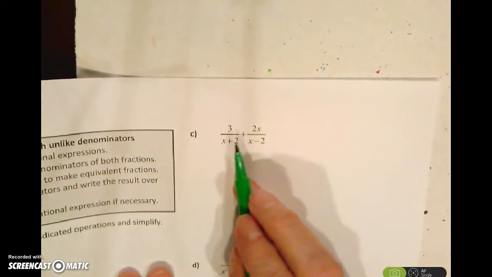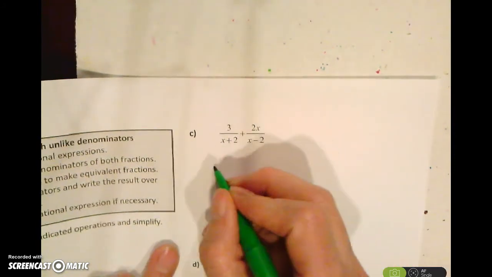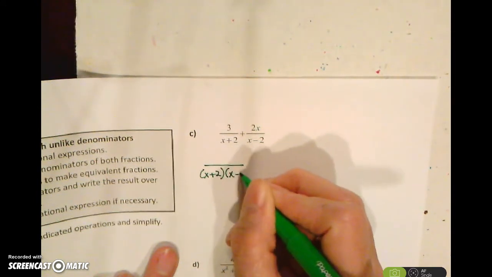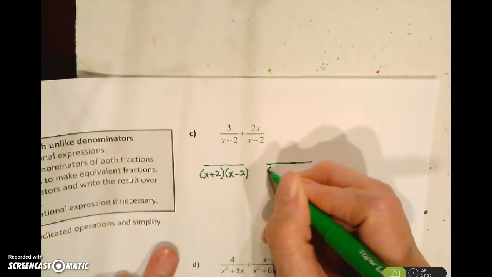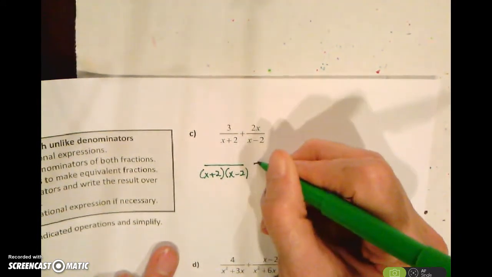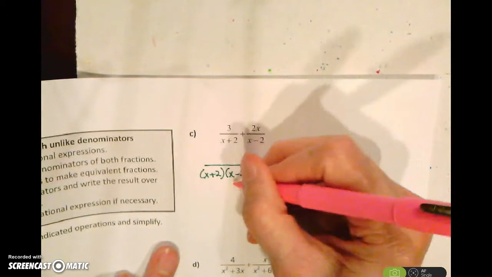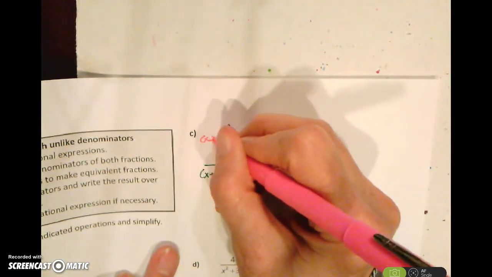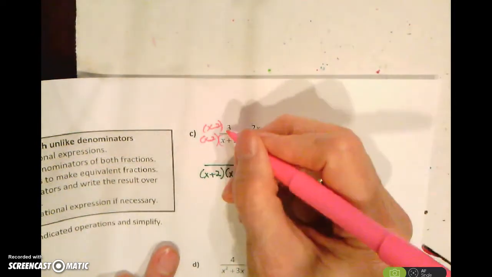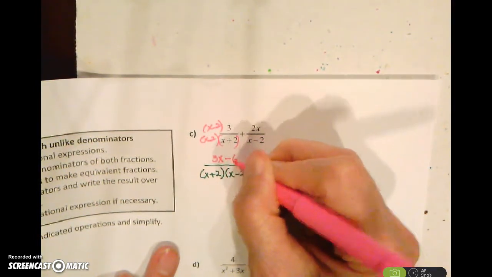So again here, x plus 2 and x minus 2 are different denominators. So my common denominator then is going to have both of those in there, x plus 2, x minus 2, and over here, same denominator, x plus 2, x minus 2, and there's a plus here. All right, so then I need to change my numerator, so I'm going to notice that I multiplied this by x minus 2. So I'm going to do the same thing here, x minus 2, and I'm going to distribute and get 3x minus 6.